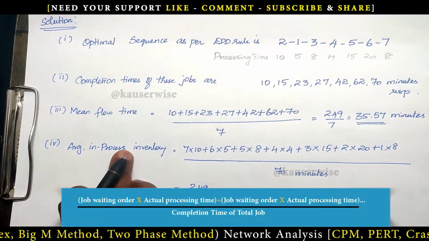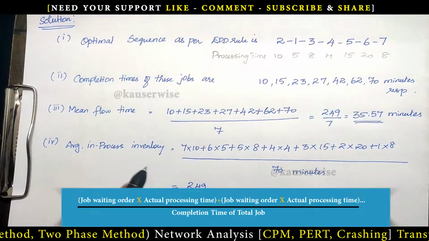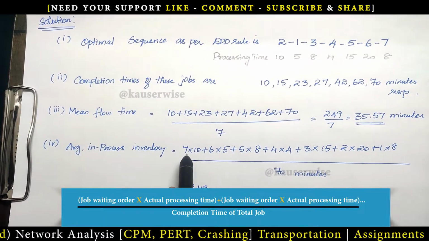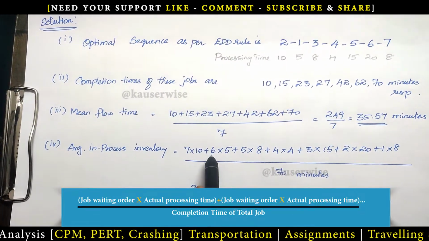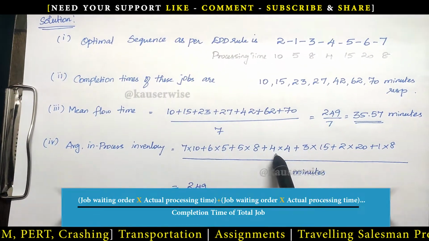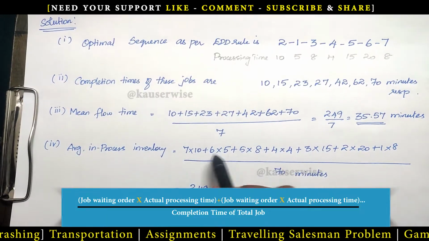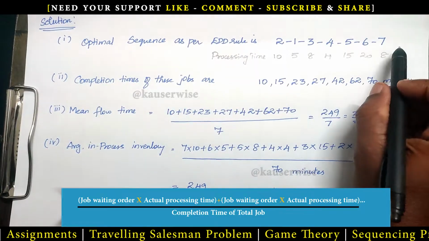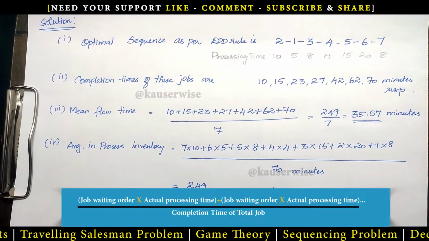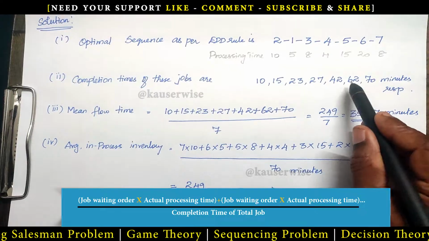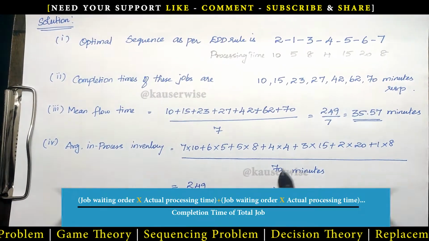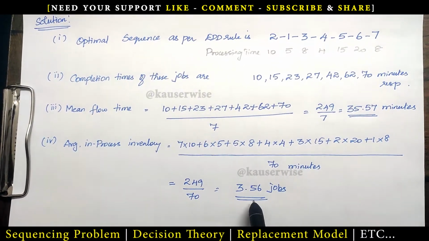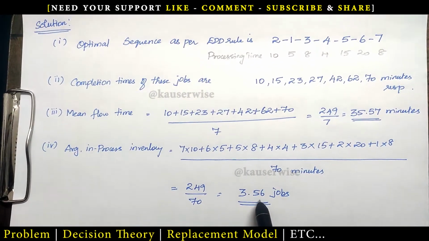See, average in process inventory, that is, we have 7 jobs now. For each and every processing time, just multiply with the order. For the first job 7, next job 6, next job 5, and then 4, 3, 2, 1. Multiply with the processing time of each and every job according to optimal sequence. Then find out the total divided by total completion time of all the 7 jobs, that is 70 minutes. Divided by 70, you will be getting number of jobs waiting as in process inventory, 3.56 jobs.